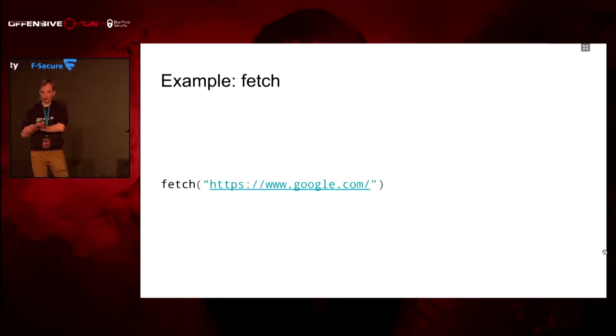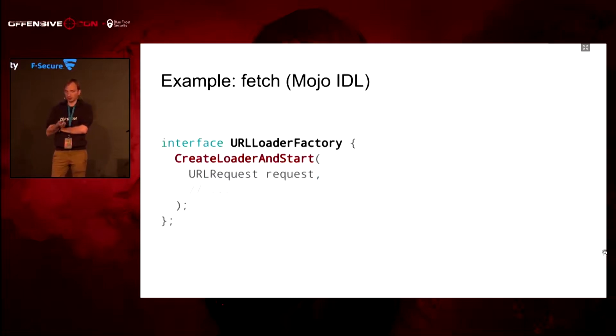So let's say I'm in a renderer. I want to do this call from JavaScript, fetch www.google.com. I'm not allowed to talk to the network, so I can't open a socket, right? So I will talk to the network process using some Mojo IPC call.